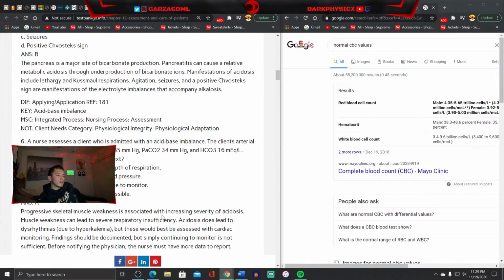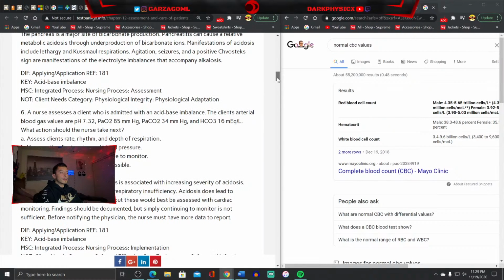Progressive skeletal muscle weakness is associated with increasing severity of acidosis. Muscle weakness can lead to severe respiratory insufficiency. Acidosis does not lead to dysrhythmias, but these would be best to assess with cardiac monitoring. Darn it. I mean, I guess that is cardiovascular too. I was... Oh, not really. I really thought it would be, because I was thinking not this one, because the PaCO2 and the PaO2 seem kind of decent, I guess. So I'm thinking his breaths are alright. But okay. Damn. I got one wrong.